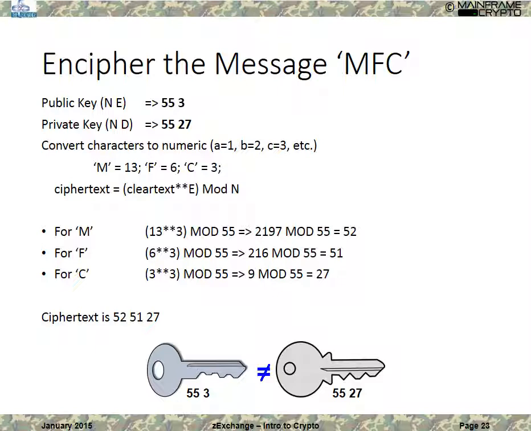Notice in that calculation, I only use the public key. I only use the values of 55 and 3. So now you've encrypted that data, 52, 51, 27, and sent me that ciphertext.